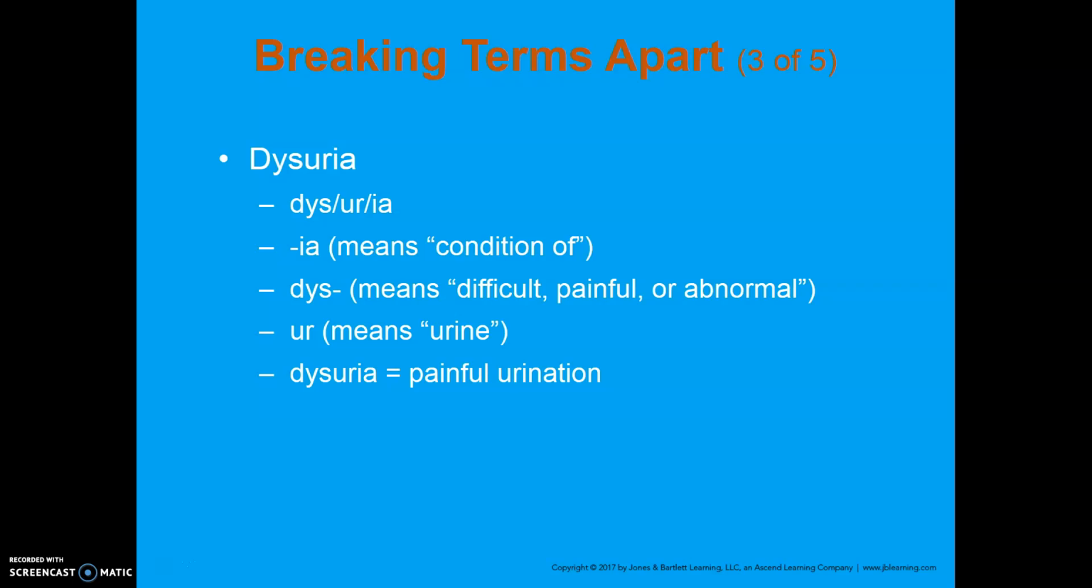Dysuria. IA is a suffix meaning condition of. Dys is the prefix meaning difficult, painful, or abnormal. Ur is the word root meaning urine. So dysuria means painful urination or difficulty urinating.